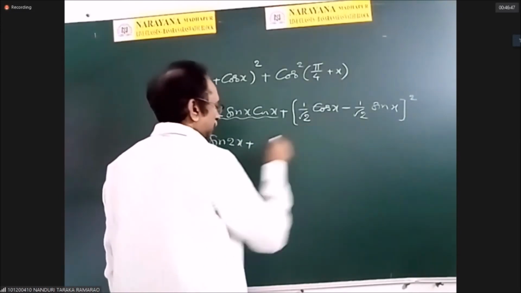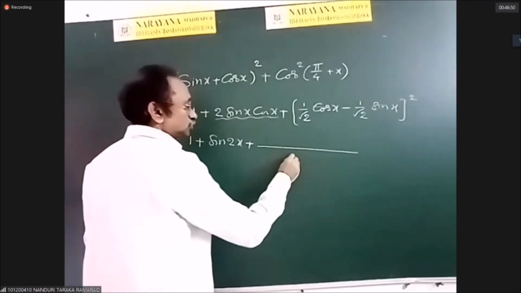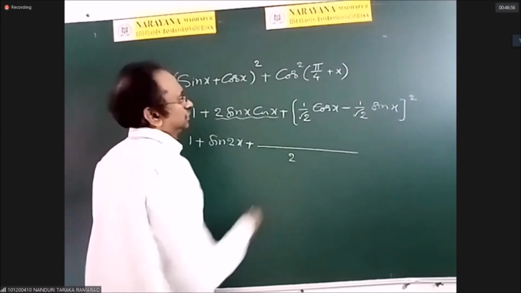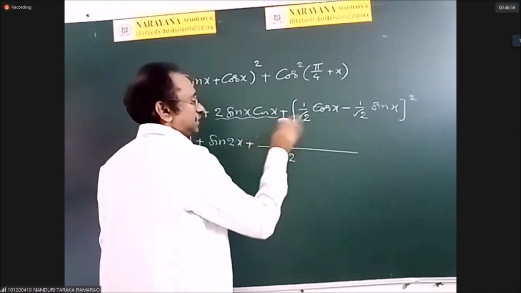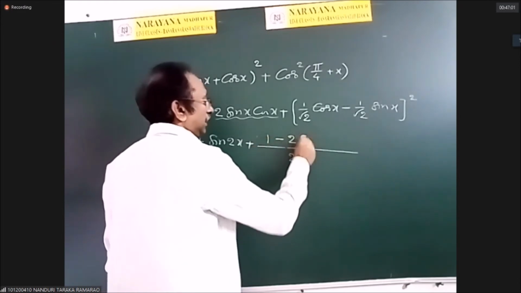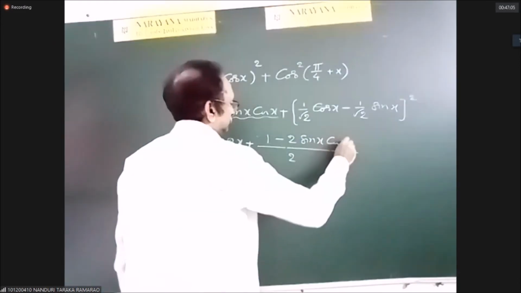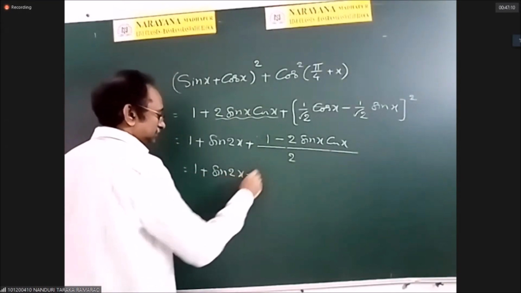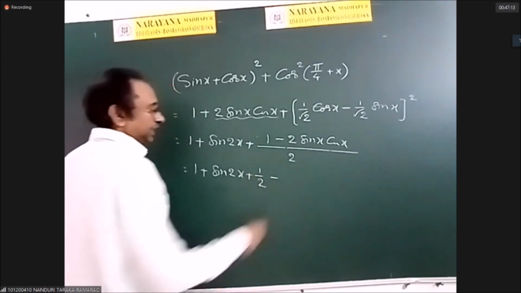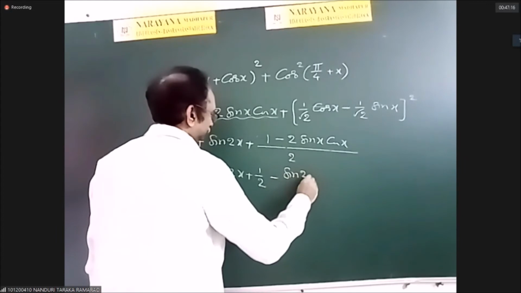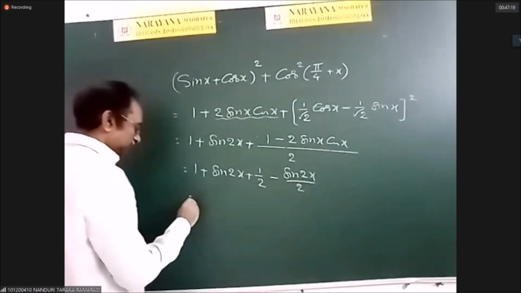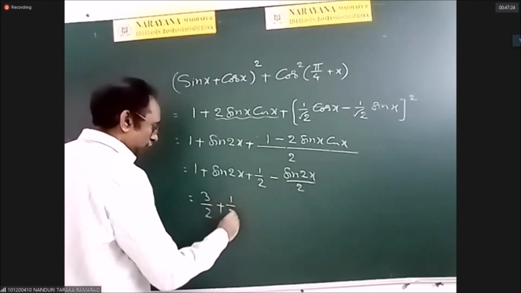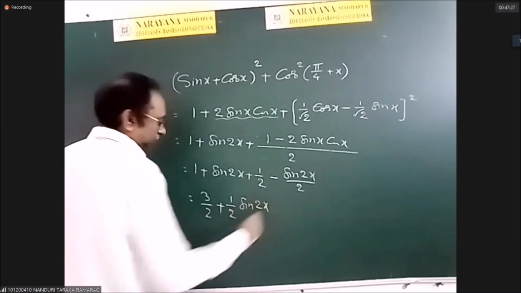plus. Now this one, √2 is the LCM. √2 square is 2 and the numerator is cos x minus sin x whole square. So that is cos square x plus sin square x, 1 minus 2 sin x cos x. So that is equal to 1 plus sin 2x plus 1/2 minus sin 2x by 2. So this is 1 plus half, 3/2, plus sin 2x minus sin 2x by 2, 1/2 sin 2x. And now it is over.